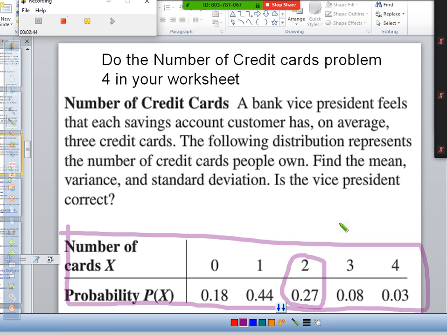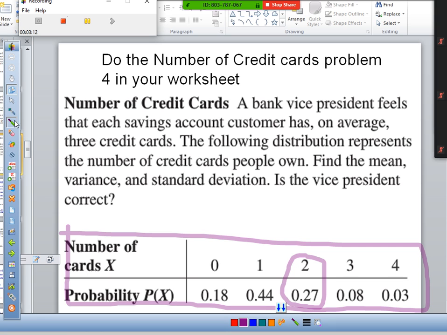You don't have to use that whole P of X equals nCx times little p to the x times little q to the n minus x. You don't have to use any of that to find the probabilities. I just give them to you. Here they are. Boom. There you go. When I give you all the probabilities, that is a discrete probability distribution.